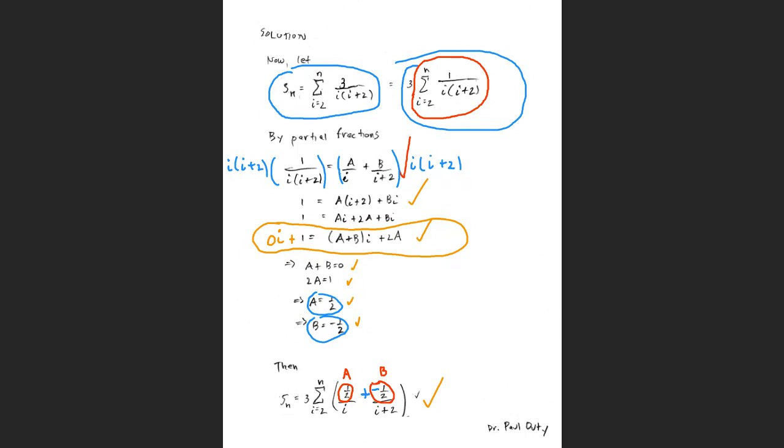All right, and now that we've written the nth partial sum this way, we can telescope it out.